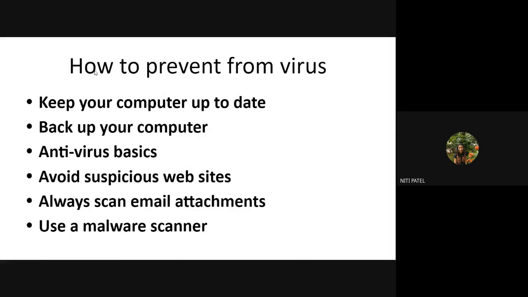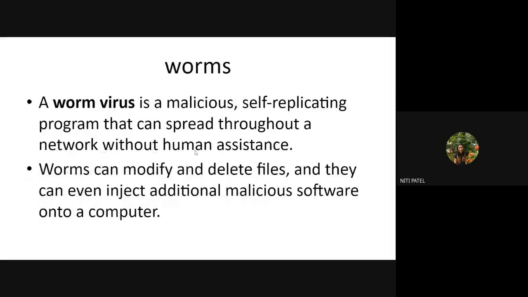Then we had seen how to prevent from viruses. We have to keep our system updated. We should regularly take backups. So even if we do not have any antivirus and our data is lost, we can always restore our data. Then we should have antivirus installed and updated in our system. We should avoid going to suspicious sites. We should always scan before we download any email attachments.